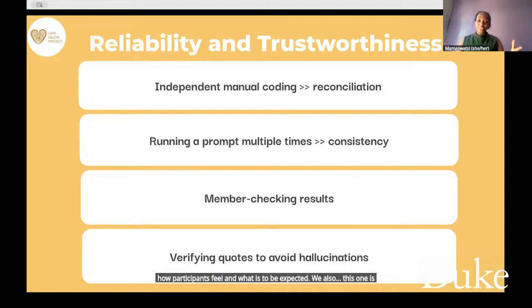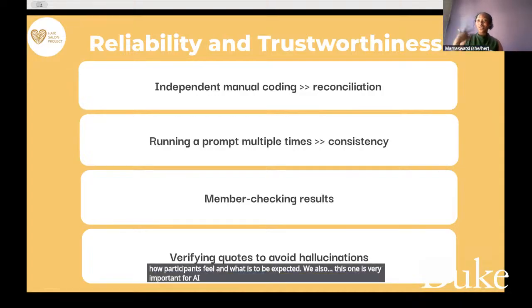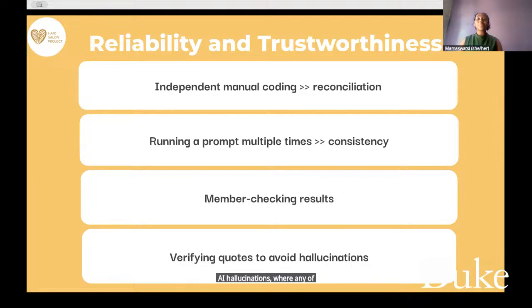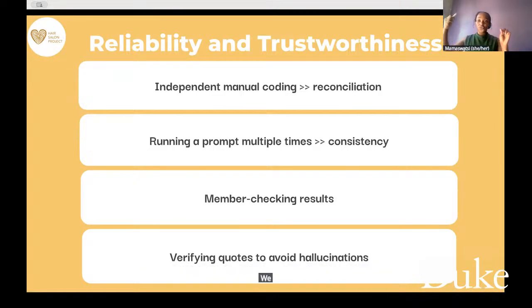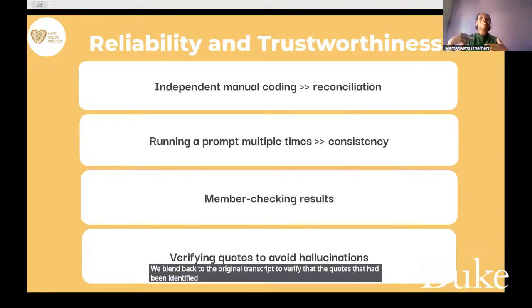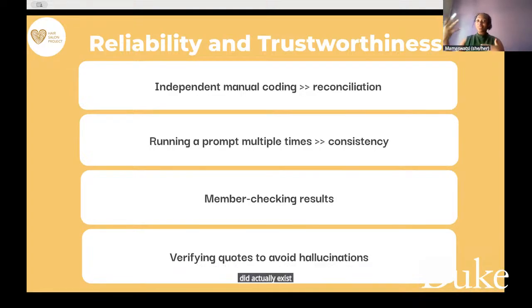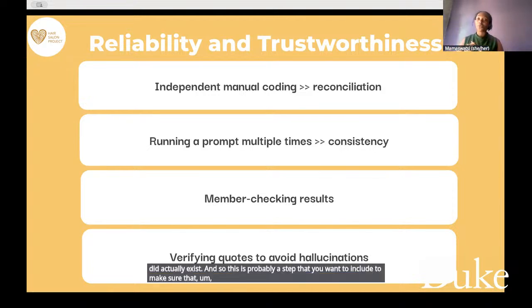This one is very important for AI research and one that folks have also been worried about a lot: AI hallucinations. Were any of the codes made up? In our experience, we found that none of the codes were made up. Once it identified the quotes verbatim, we went back to the original transcript to verify that the quotes that had been identified did actually exist. This is probably a step that you want to include to make sure that your model is not bringing in any false data.